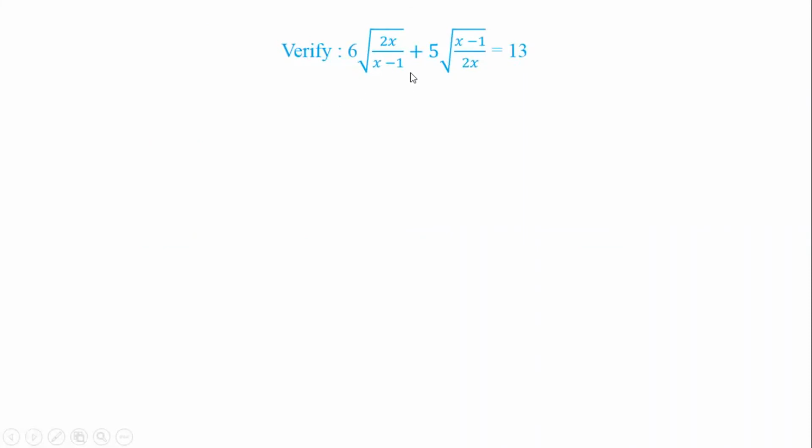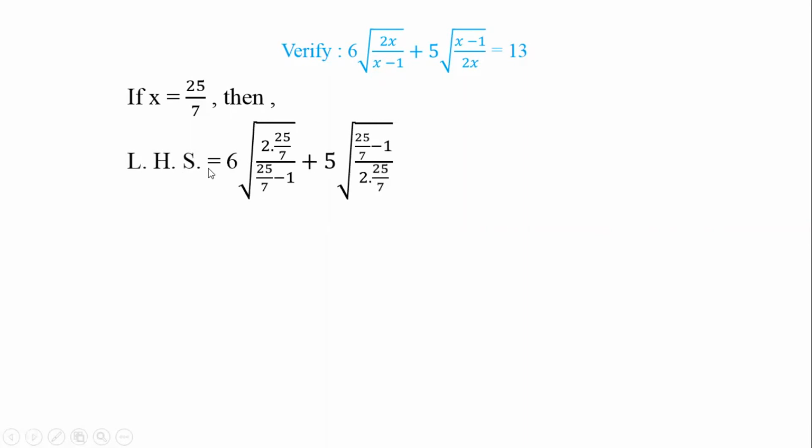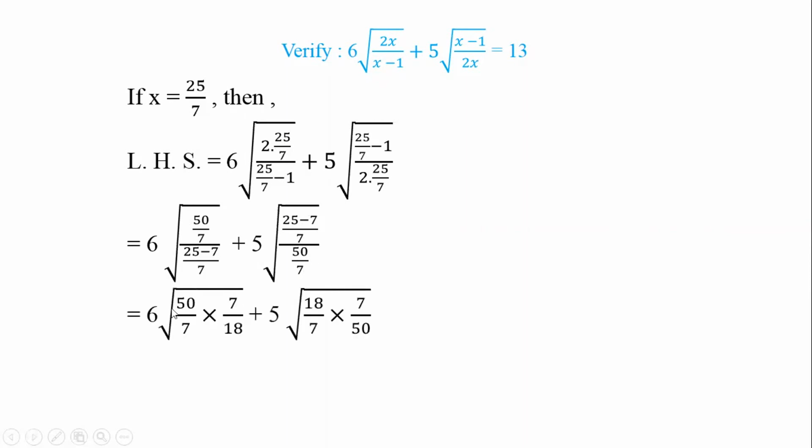Now we verify this equation using this solution. If we have x equal to 25 by 7, then we get the left hand side as this term. After calculation, we get this term because 2 into 25 by 7 equal to 50 by 7, and x minus 1 is (25 minus 7) by 7. After calculation, we get 6 root over 50 by 7 into 7 by 18 plus 5 root over 18 by 7 into 7 by 50.